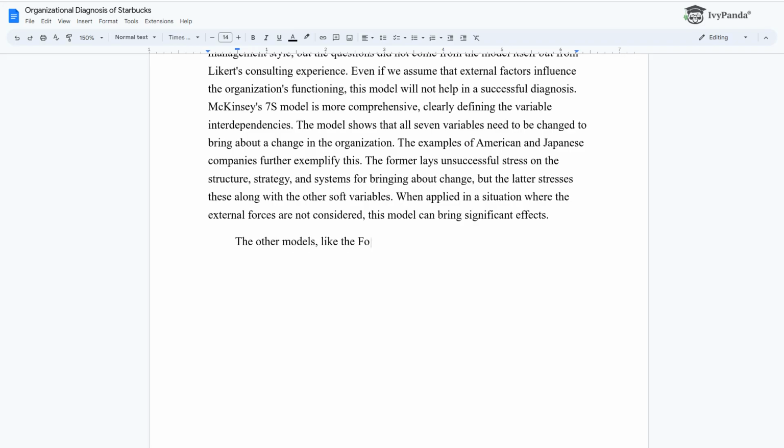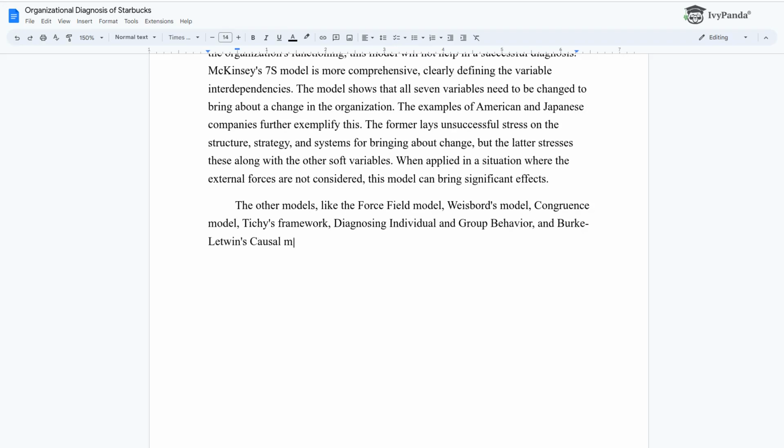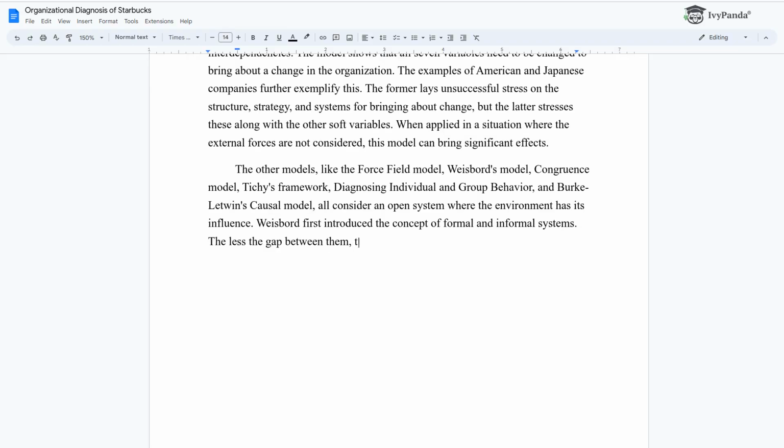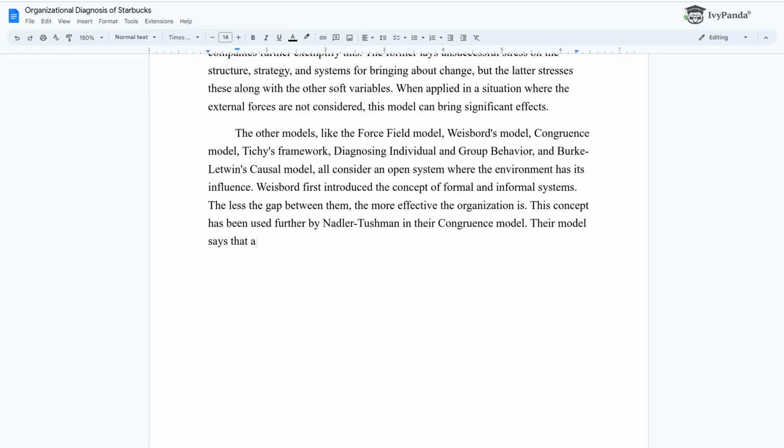When applied in a situation where the external forces are not considered, this model can bring significant effects. The other models, like the force field model, Weisbord's model, congruence model, Tichy's framework, diagnosing individual and group behavior, and Burke-Litwin's causal model, all consider an open system where the environment has its influence. Weisbord first introduced the concept of formal and informal systems. The less the gap between them, the more effective the organization is. This concept has been used further by Nadler-Tushman in their congruence model.